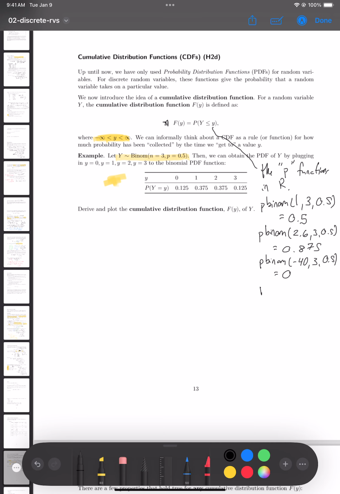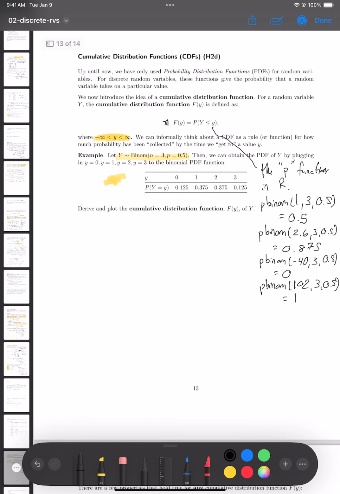We'll do one more. So you could also throw in 102. So you could do a quick quiz for yourself. What's the probability that Y is less than or equal to 102? That is 1. So again, you'll get an actual value for this cumulative distribution function.